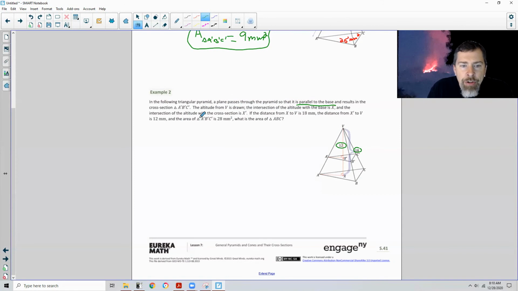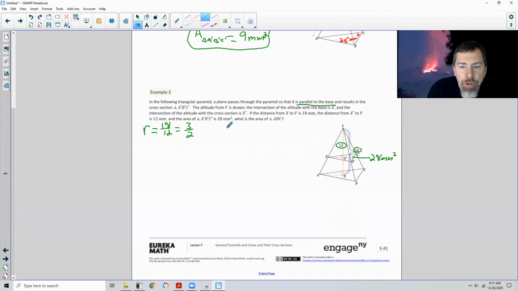And the area of triangle A prime, B prime, C prime is 28 square millimeters. So it's this one. They're telling us what the image area is, not the pre-image. So be careful. It's asking what the area of triangle ABC is. So we are dilating up. So our R, our scale factor, is going to be greater than 1 because we're going from smaller to big. So put the 18 over 12. We can just leave that 18 over 12, but since they're both multiples of 6, that would be 3 halves.